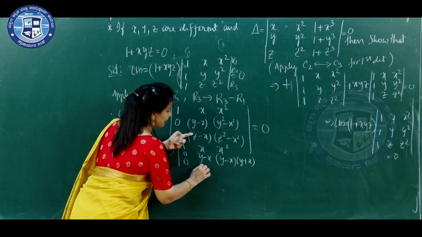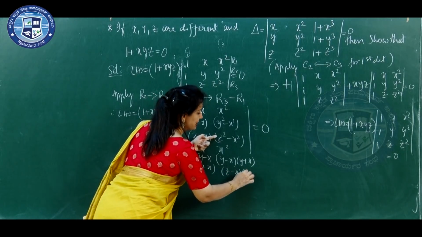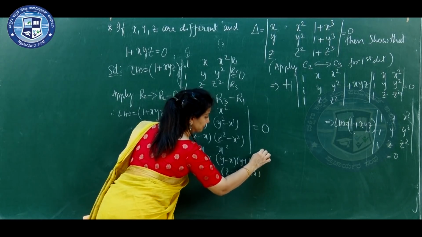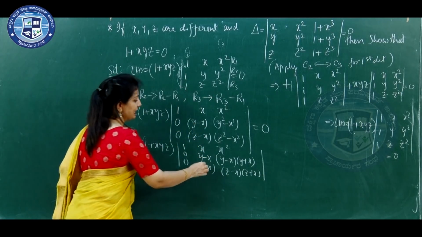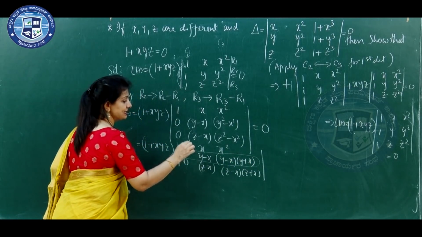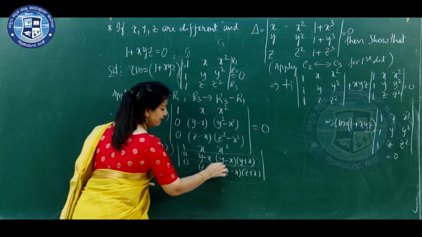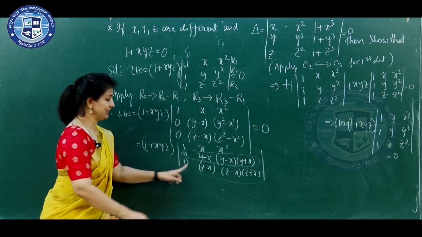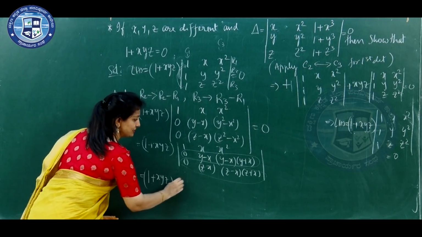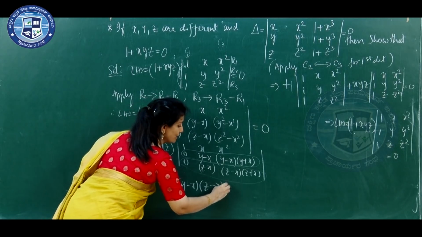And here z minus x into z plus x. Z square minus x square is z minus x into z plus x. Now look at this. In the second row y minus x is a common term that can be taken out. In the third row z minus x is common, that can be taken out. So here 1 plus xyz, in the second row y minus x, in the third row z minus x are taken out.